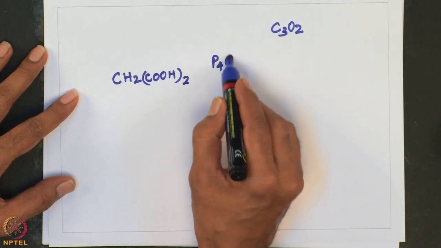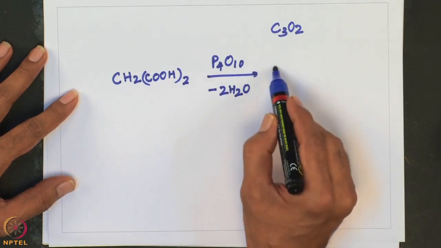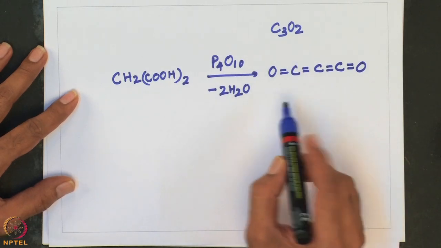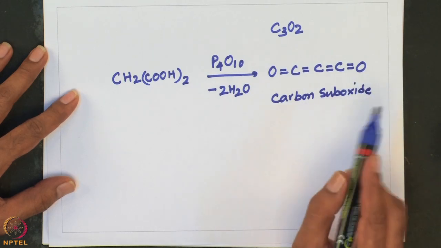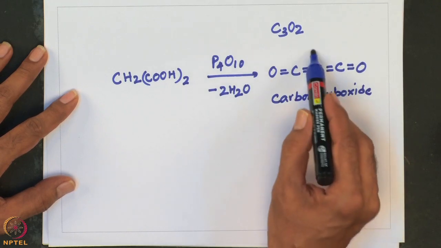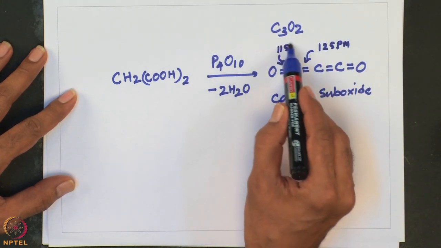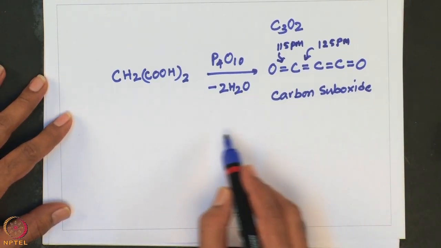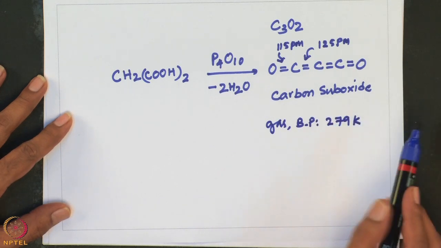Using P4O10, phosphorus pentoxide, essentially what we are doing is dehydration of malonic acid that gives C3O2, which is called carbon suboxide. Here the carbon-carbon distance is 125 picometer, whereas the oxygen to carbon distance is 115 picometer. This is a gas with a boiling point of 279 Kelvin, and it polymerizes above 288 Kelvin to form a red brown paramagnetic material.